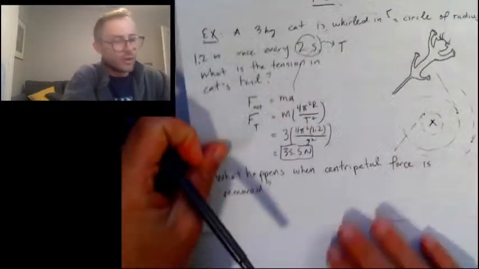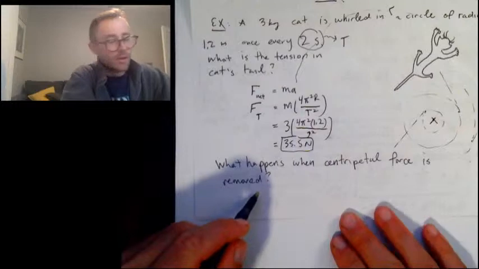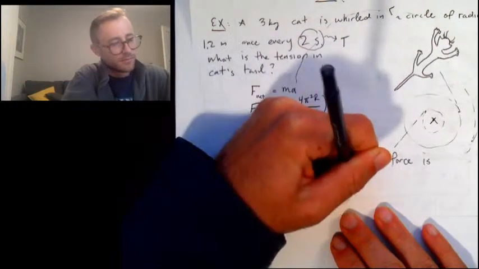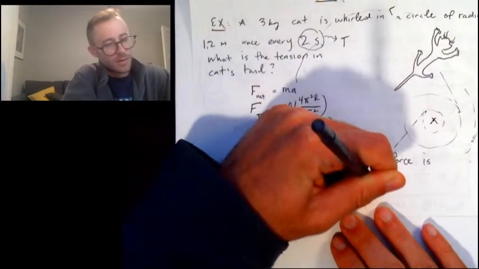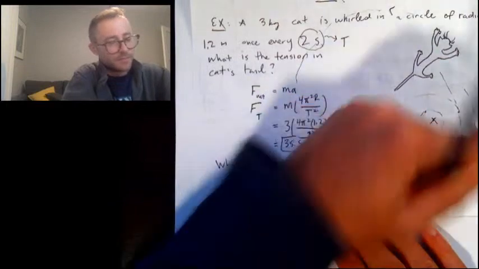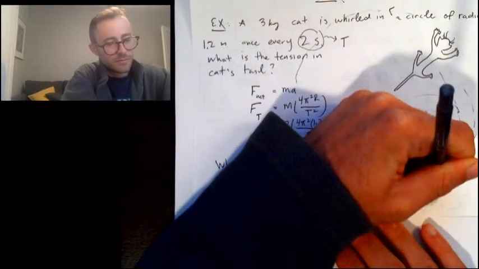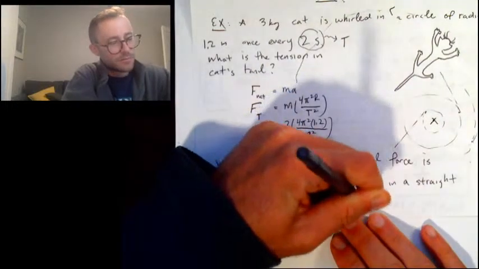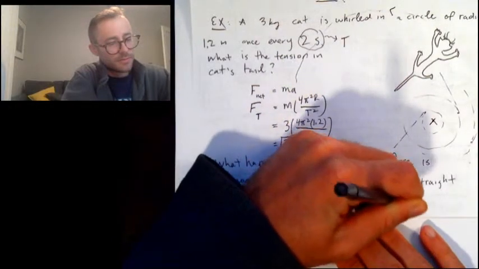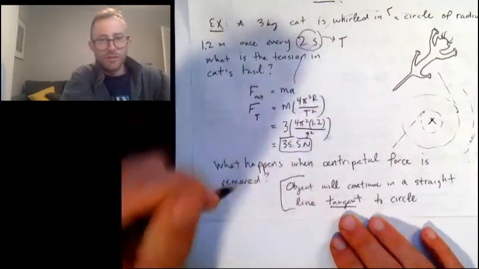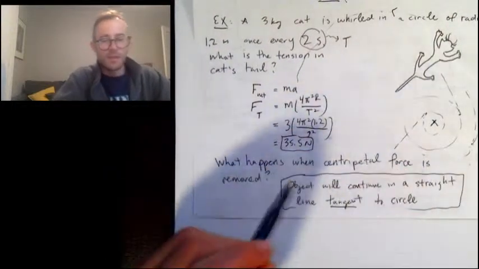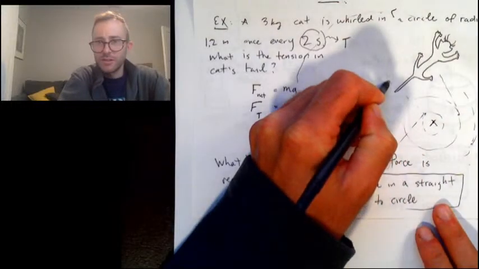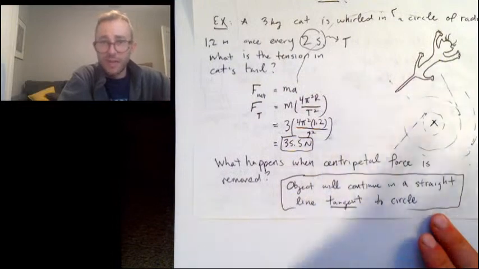So you should know that when the centripetal force is removed, the object will continue in a straight line tangent to the circle. Make sure you know that fact. For some reason, a lot of people think that you would go away from the sun, like in that direction. That's not true. You go tangent to the circle.